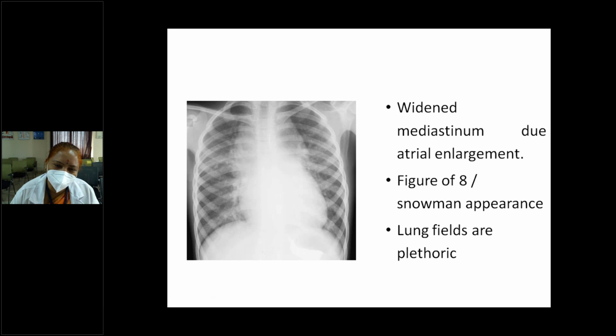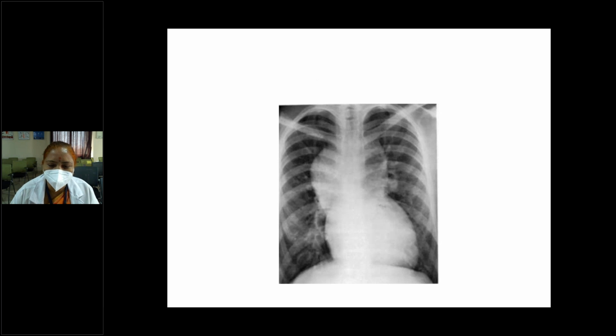TAPVC. What do you mean by TAPVC? Total anomalous pulmonary venous connection. Okay. This is the same X-ray of a different person, same condition. But depending upon the condition, sometimes you may see it clearly. Here you can clearly see a figure of 8 appearance or snowman appearance with pulmonary plethora. Same condition but a different person's X-ray. This is also TAPVC.